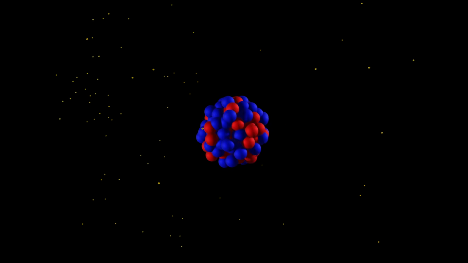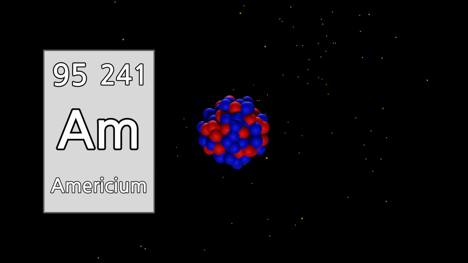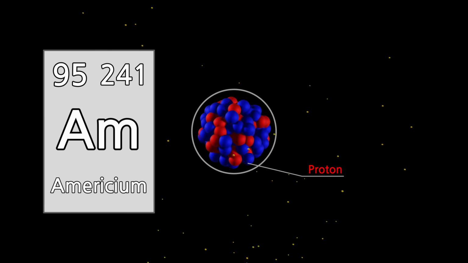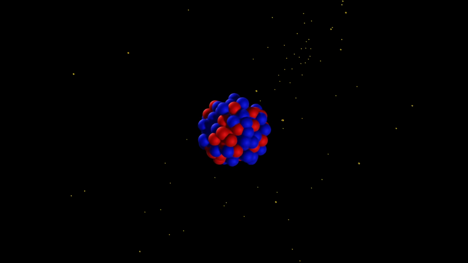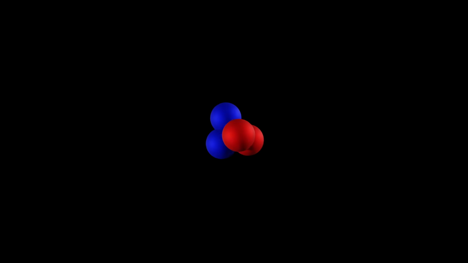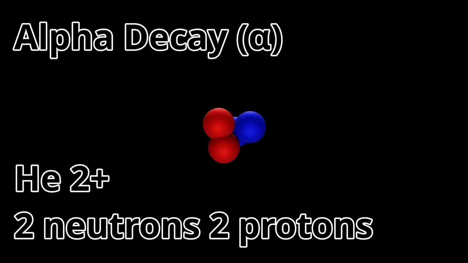So the isotope used in smoke alarms is called americium-241. It has 95 protons and 146 neutrons. Now, this guy can undergo an alpha decay, which is basically where the nucleus ejects 2 neutrons and 2 protons. And this sort of takes the form of a helium nucleus, but with a +2 charge.